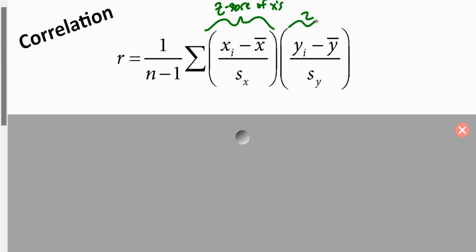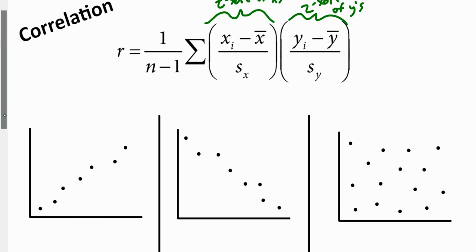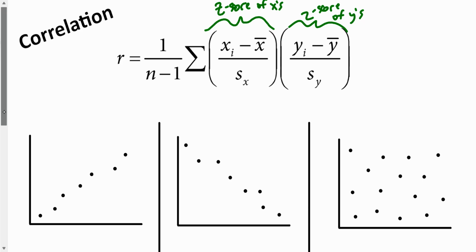This is the z-score of the y's. Oh, I'm missing a letter here. So basically what we're doing is we're finding the average of the z-scores multiplied together, the average product of the z-scores. We can look at some different connections here to why this is positive, negative, or no correlation. And it really does have to do with how things are related to the mean of each the x and the y. But we're not going to spend time on that for right now.